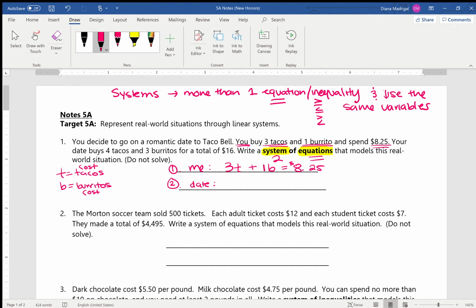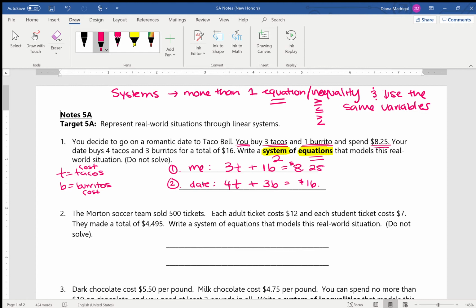Okay, your date buys 4 tacos and 3 burritos. So 4T plus 3B, and the total is $16. I don't know, that's kind of an expensive date right there.